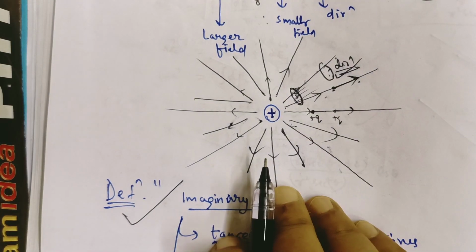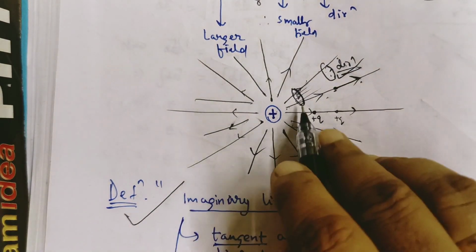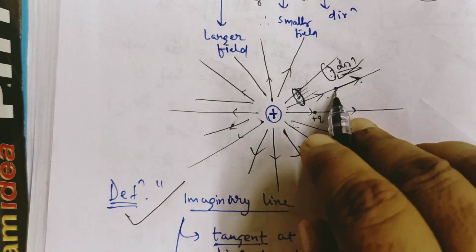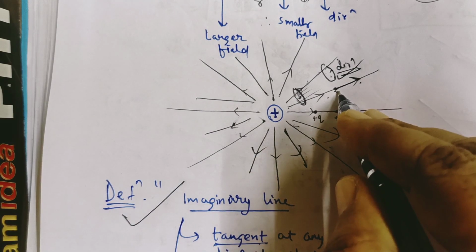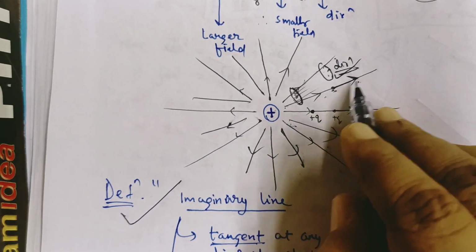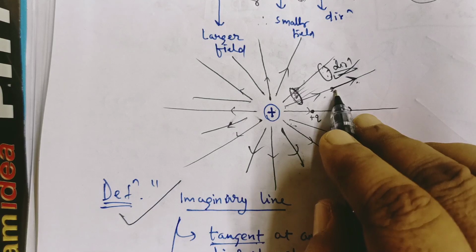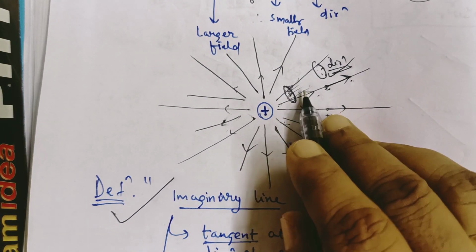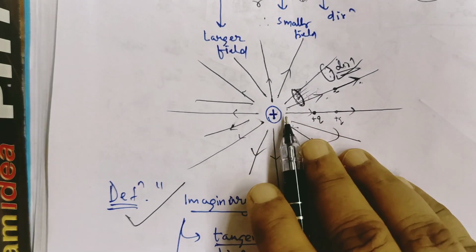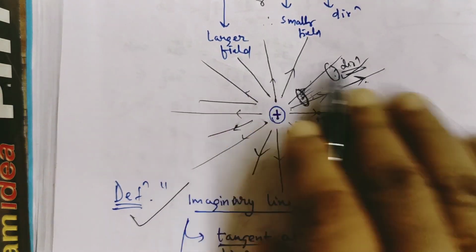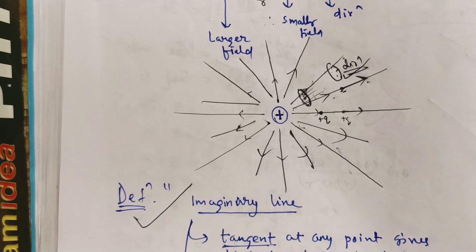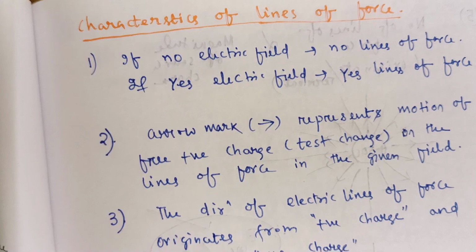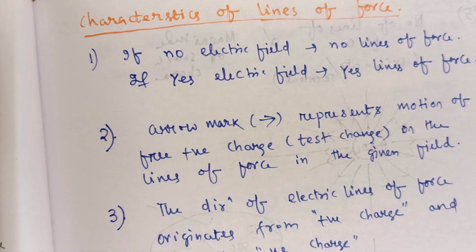Again I am repeating, what is electric lines of force? Electric lines of force is an imaginary line. The tangent at every point on it gives the direction of intensity at that point. And the second part is the number of lines of force crossing normally gives the strength of the electric field intensity. This is the definition of electric lines of force. Now we have to discuss what are the properties of the electric lines of force. One by one we will discuss.